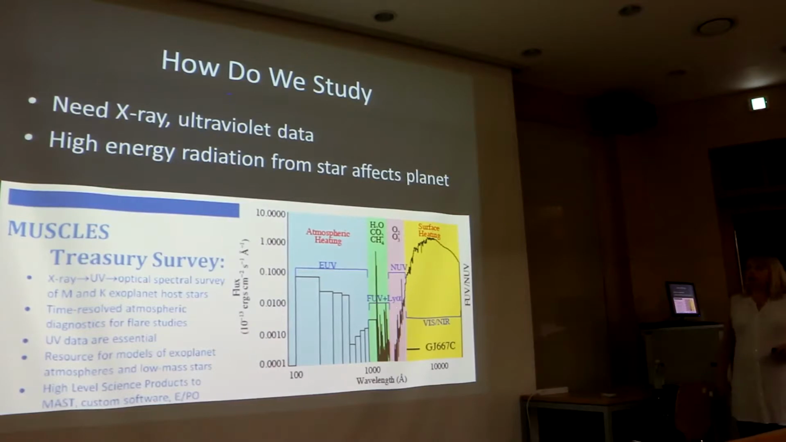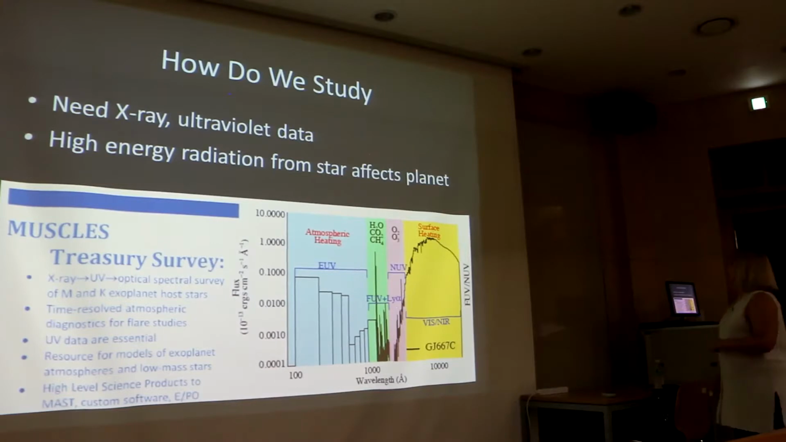So this was our program. It's called the MUSCLES Treasury Survey. We observed X-ray, ultraviolet, and optical spectra of cool stars, mostly M, some slightly hotter K. We also tried to understand what was happening over time, how much they flared and how strong the flare was. And we then created these direct spectra so that people who are modeling both stars and exoplanets have spectra that they can use for their models.